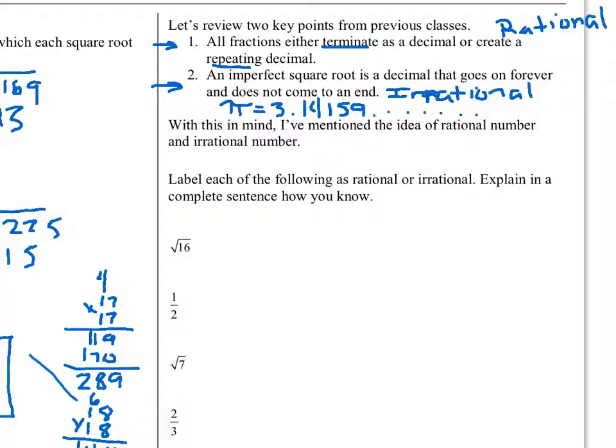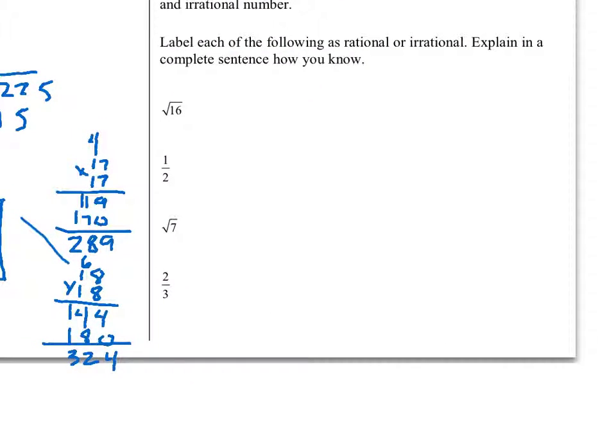All right, so we know what a rational and irrational number is now. Now we need to start looking at some of these examples and defining for ourselves whether a number is rational or irrational. So looking at the square root of 16, we need to think about what the square root of 16 is. Now, are we going to label that rational or irrational? And be prepared to explain to me why you chose that number. Winter.